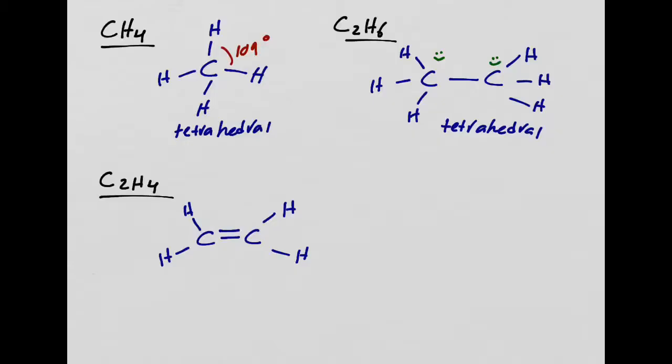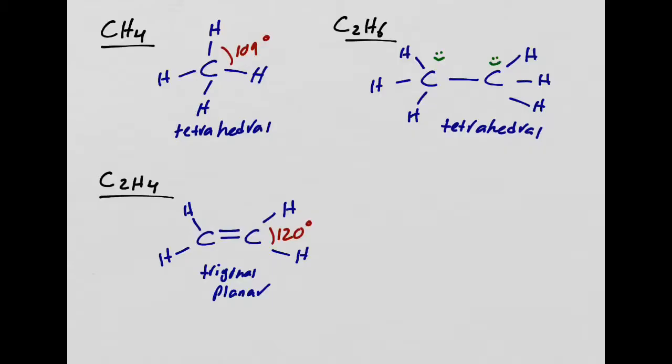So carbon needs 4 bonds. It doesn't have it, so make a double bond. What's the geometry around each carbon? You have 1, 2, 3 things around it. So it would be trigonal planar, because again, you have 3 things around the carbon. Trigonal planar, and the bond angle is 120 degrees.